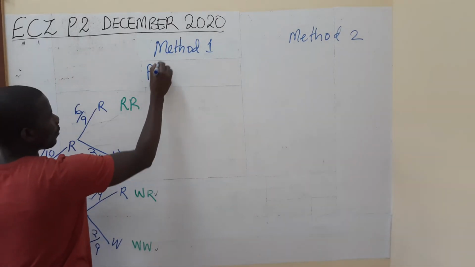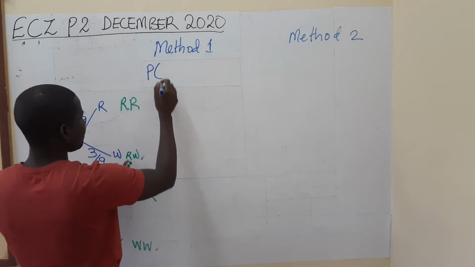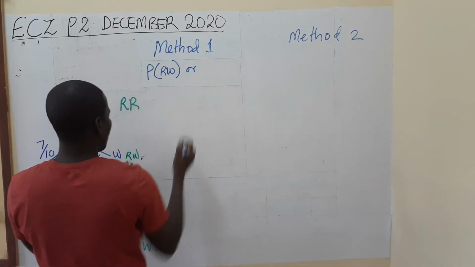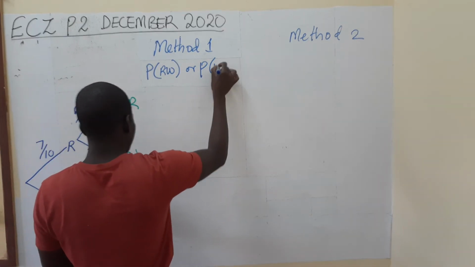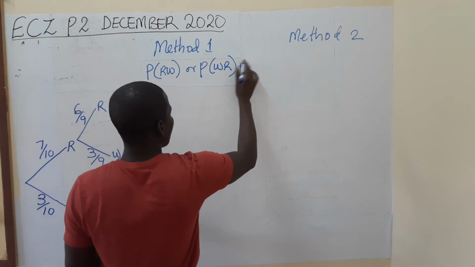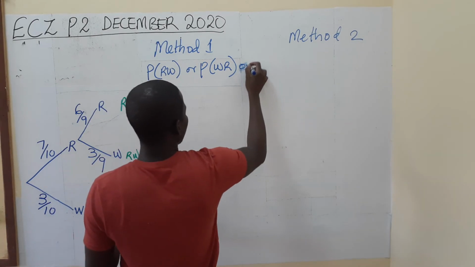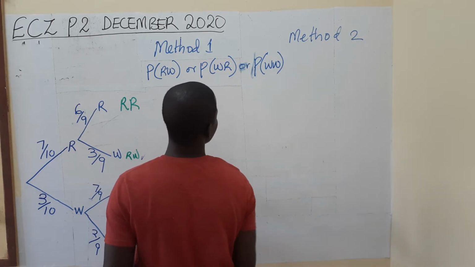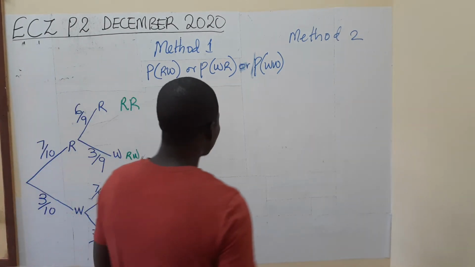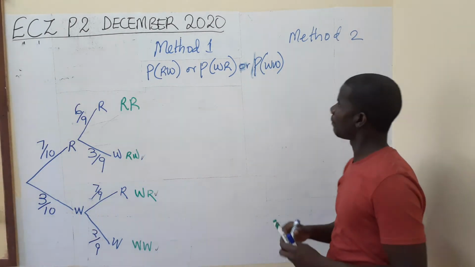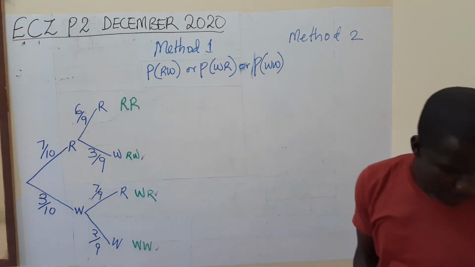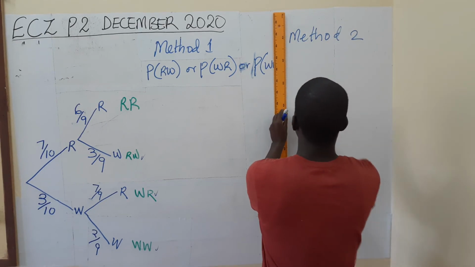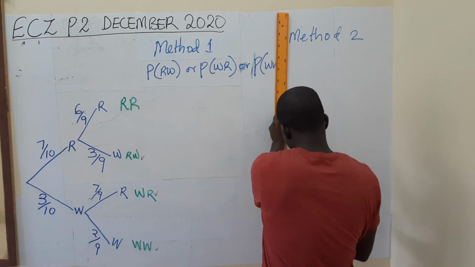Method 1 is where we are saying probability of red ball and white, plus where both of them are white. This one also qualifies. This is one probability. So these probabilities qualify the three of them.